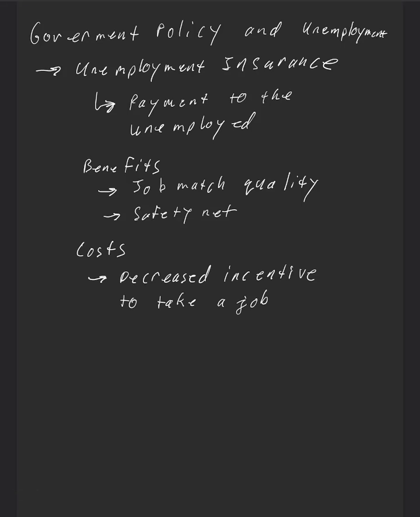So there's several things that the government tries to do related to unemployment. One of these is unemployment insurance. This is just straightforward payments to the unemployed. If you become unemployed, the government gives you some money to try to help make ends meet.